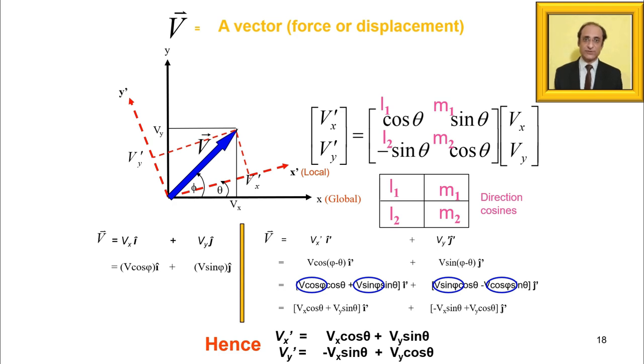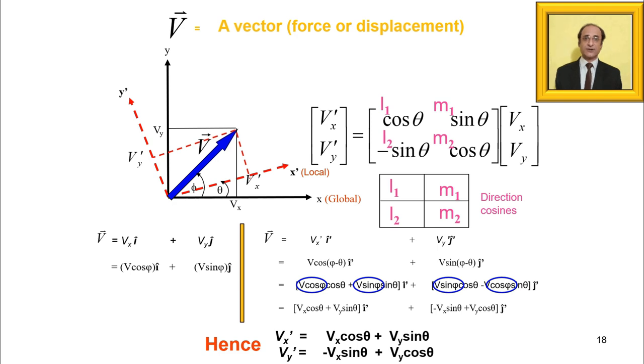So essentially this matrix can be written as L1 M1 L2 M2. These are the direction cosines of the local x-axis, and these are the direction cosines of the local y-axis. So in 3D, when we migrate from 2D to 3D, we'll use the term direction cosines. Right now we are just using theta, but later on we'll use the direction cosines. That's why I have defined it here itself.